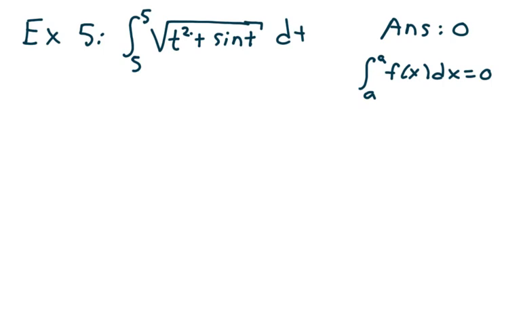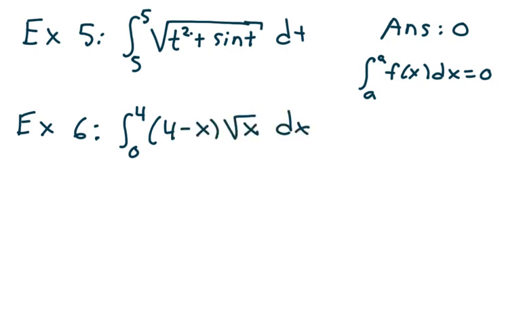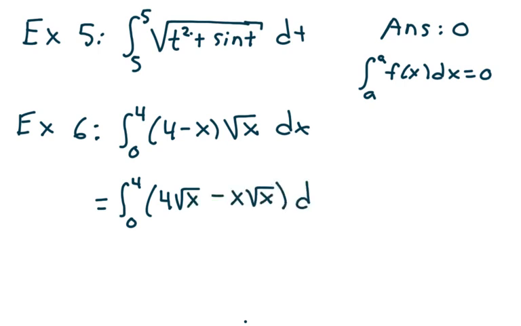Let's go ahead and do another one. So we'll call this example 6. Suppose I had the integral from 0 to 4 of 4 minus x, times square root of x, dx. Now, before we do anything, I'm going to distribute the square root of x in. And so I'm going to write this as the integral from 0 to 4 of 4 root x minus x root x dx.